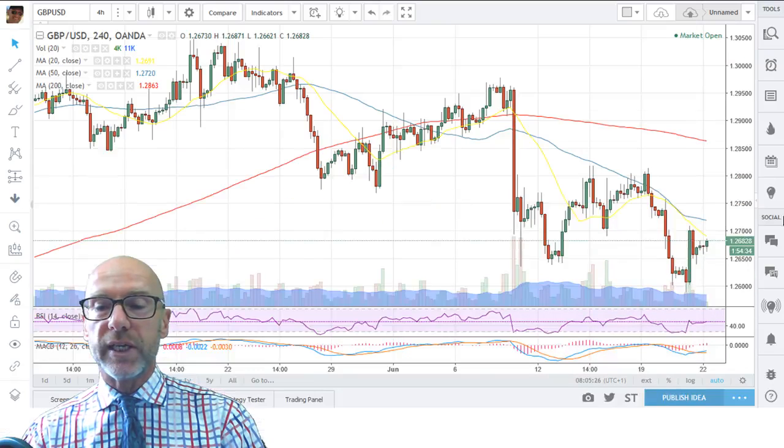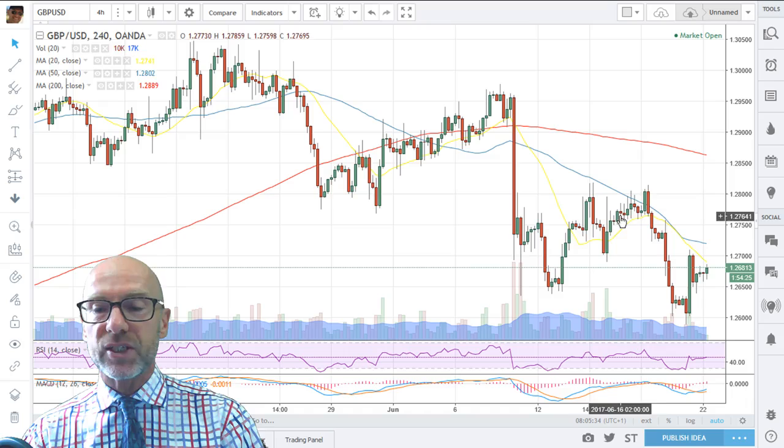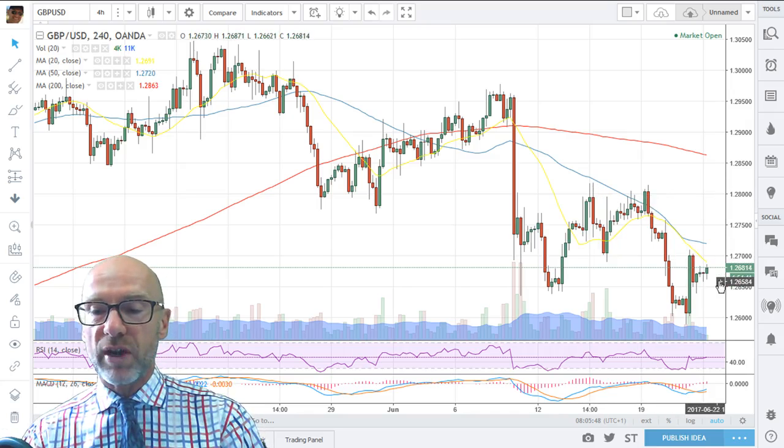Moving on to the short term, the 4-hour. Here you can see the downtrend in place. We've got this pattern of lower highs. The high we had on the 19th of June was marginally below the high that we had on the 14th. So that confirmed that trend.